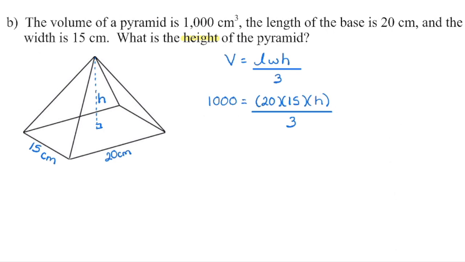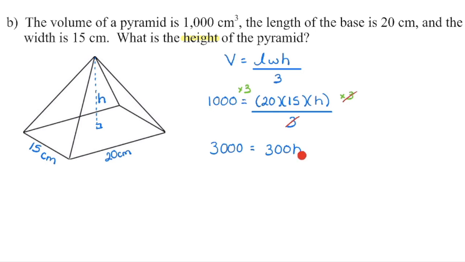In order to do that, I'm going to begin by getting rid of that denominator. So dividing by 3, if I multiply by 3, I'm going to eliminate that 1/3. And we'll be left with 1,000 times 3 gives us 3,000 on the left, and then 20 times 15 times h leaves us with 300h.